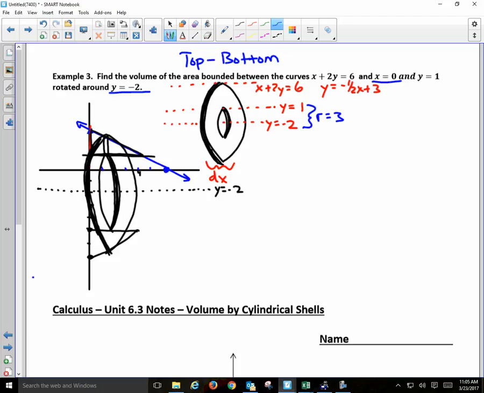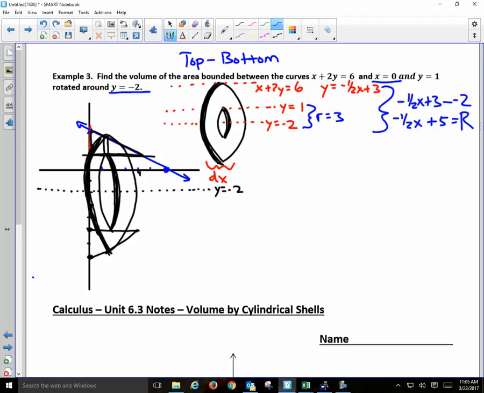Everybody agreed? So when you look at the big radius, what's the top function? Negative 1/2 x plus 3. What's the bottom function? Negative 2. So we're going to subtract negative 2, and we get negative 1/2 x plus 5. That's equal to my big radius. So top minus bottom will determine that. That's a little bit different, right?